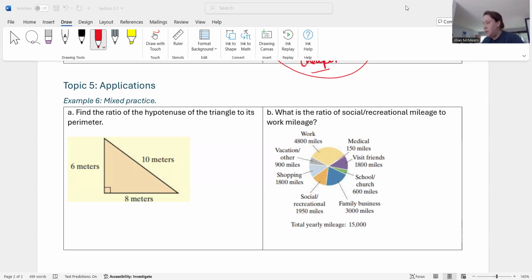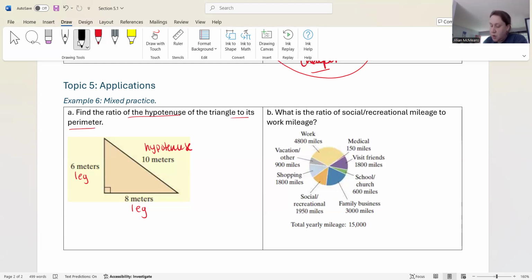So you may or may not remember this from when we talked about the Pythagorean theorem, but the two sides that make up the right angle, the corner, these are called the legs of the triangle. So this is a leg, and then the side opposite the right angle, the longest side, the slanted side, that is the hypotenuse. So if we're finding the ratio of the hypotenuse to the perimeter of the triangle, we've got to do a little work here.